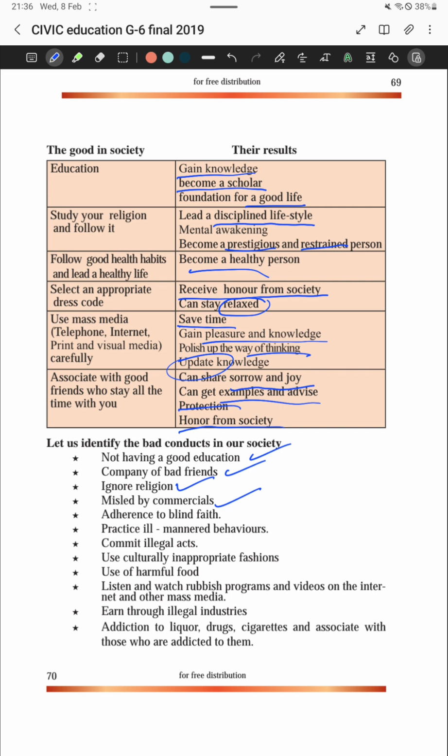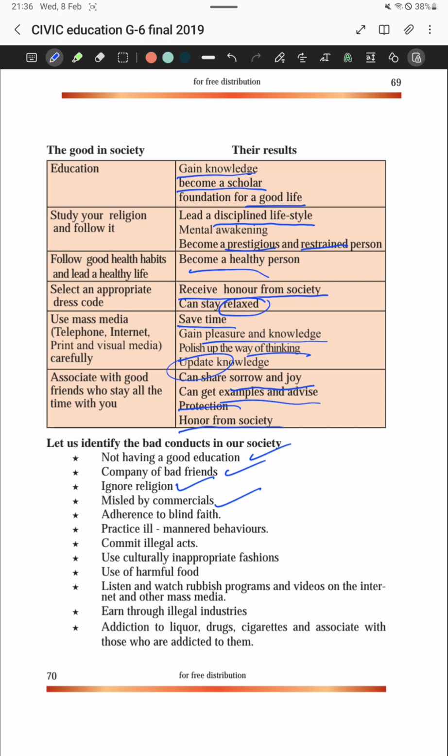And also practicing ill-mannered behavior. You know, always being like a lazy man, right? And not doing anything, and always trying to hide yourself from everything, right? So that is a bad thing. And committing illegal acts. You know, the bad acts. You want to do bad things in the society. If you are doing that, those are the bad behavior patterns in your life.